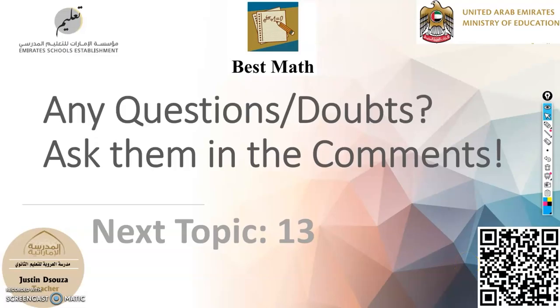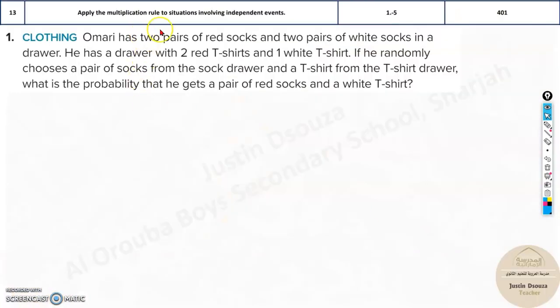The 13th type of problem is on probability again. It is on the multiplication rule, involving independent events. Let's read a problem and understand what it is. Omari has 2 pairs of red socks and 2 pairs of white socks in a drawer. He has a drawer with 2 red t-shirts and 1 white t-shirt. If he randomly chooses a pair of socks from the sock drawer and a t-shirt from the t-shirt drawer, what is the probability that he gets a pair of red socks and a white shirt?